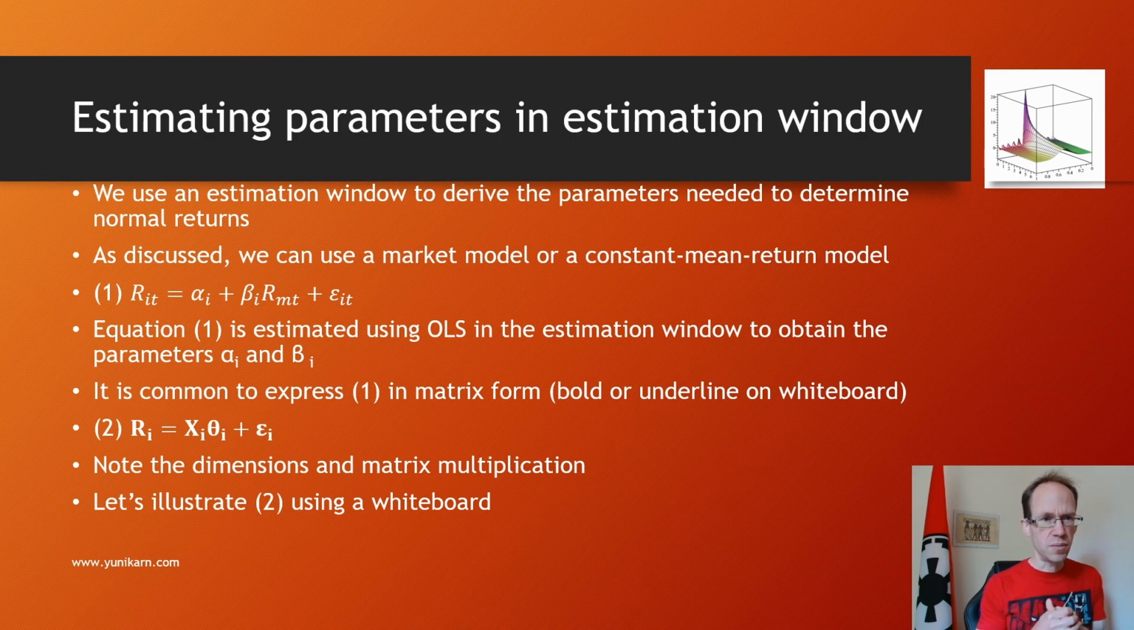We can write the market model as expressed in equation 1 on the slide. So the stock return R_it, for company i at point in time t, is equal to a constant term, alpha_i, plus a beta coefficient, beta_i, times R_mt, which refers to the market return, so that's the return of a market portfolio, plus a random error term, epsilon_it.